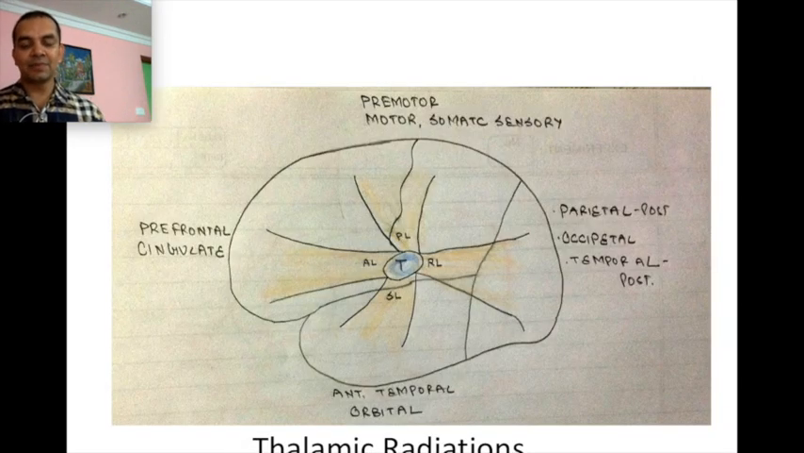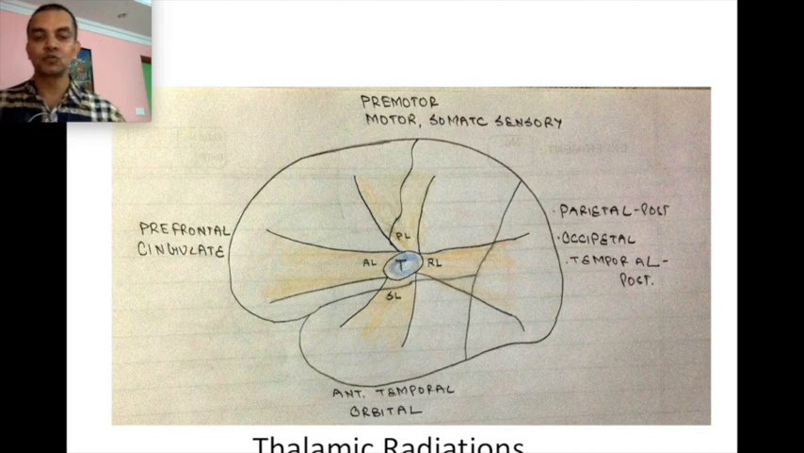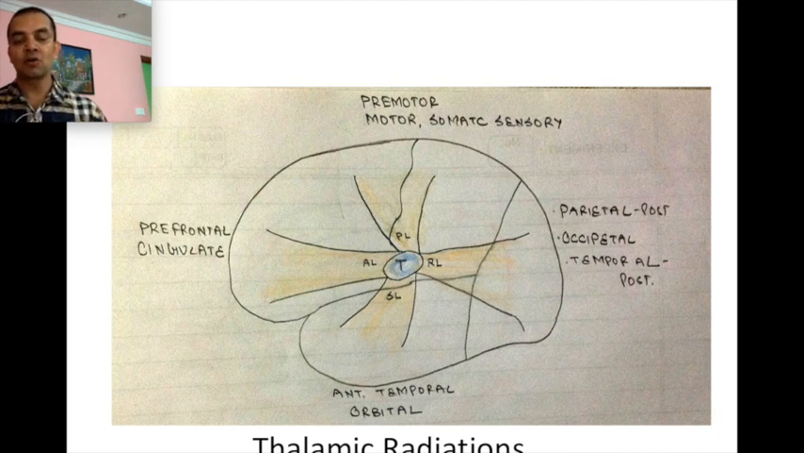Now, when the fibers pass from thalamus to cortex bilaterally, as we know, thalamus is quite small in size compared to the cortex. It looks as if fibers are radiating from there, and those radiating fibers are called thalamic radiations. So, we have these four fan shaped radiations which pass through the internal capsule to reach the cortex.